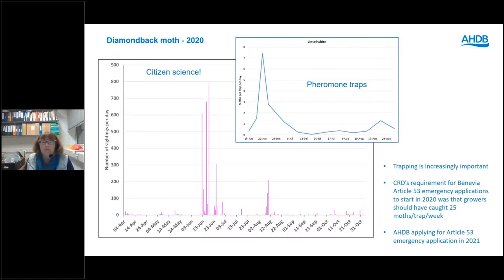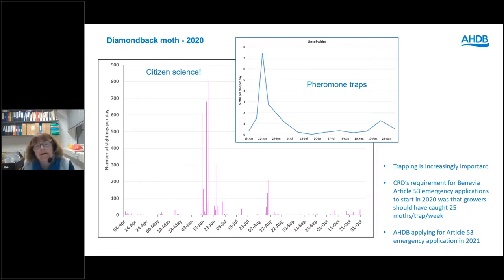And here are a couple of examples of what happened in 2020. So the bigger graph is the citizen science information. So you can see there was a biggish influx in the middle of June. And then the smaller graph is some information from one of the sets of pheromone traps, and you can see the same peak is reflected in those traps.